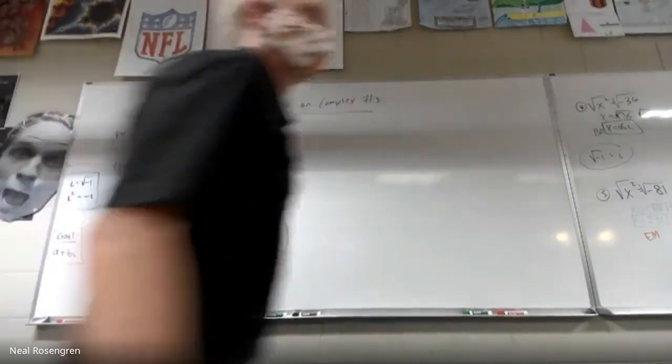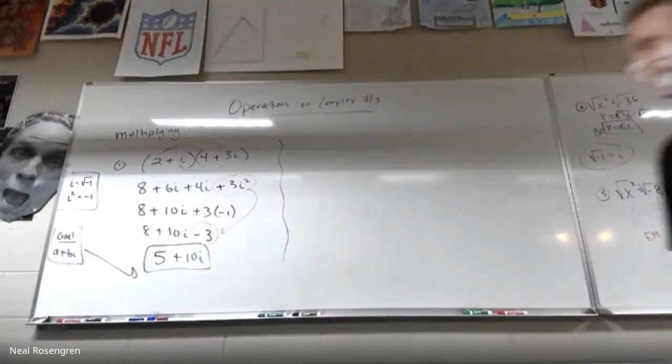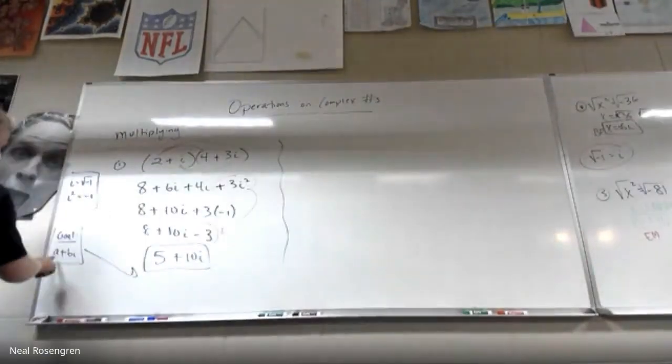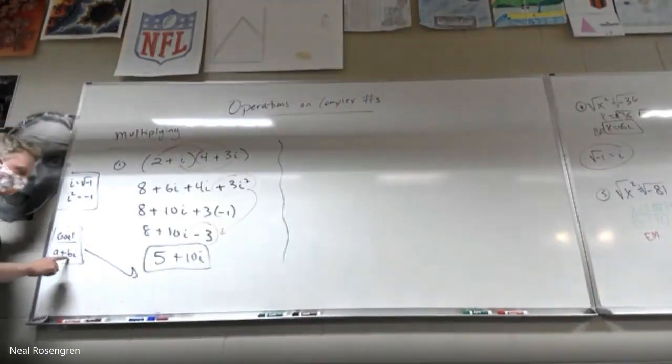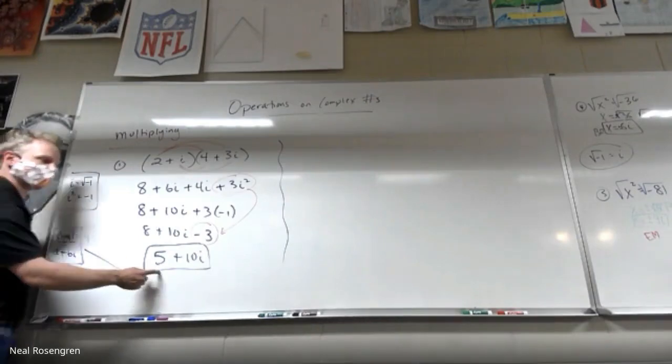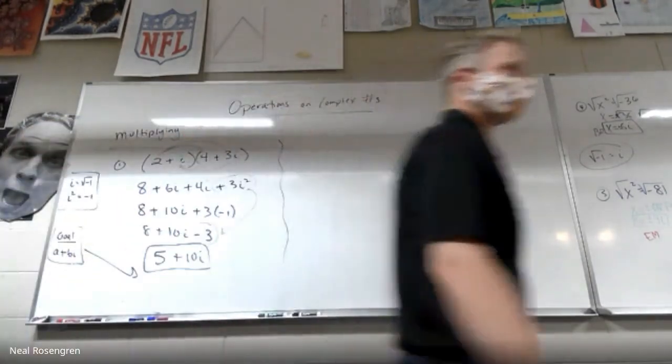Do you want us to write it 10i plus 5, just to make it neater? A plus bi. Real number first, imaginary number second. That's standard form. Yep.